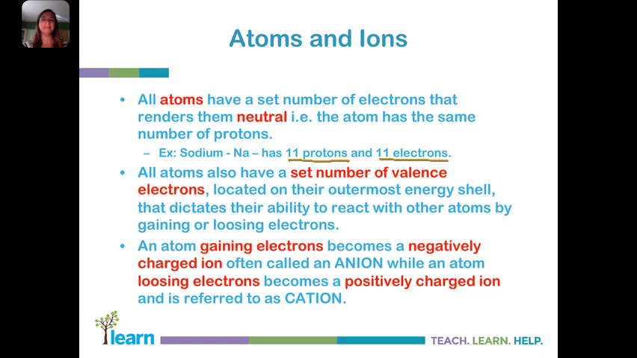The atoms therefore can gain or lose electrons and become an ion. An atom that gains electrons becomes negatively charged, while an atom that loses electrons becomes positively charged. We have a nickname for those negatively charged ions. We call them anions. And we have another name for the positively charged ions. We call them cations.